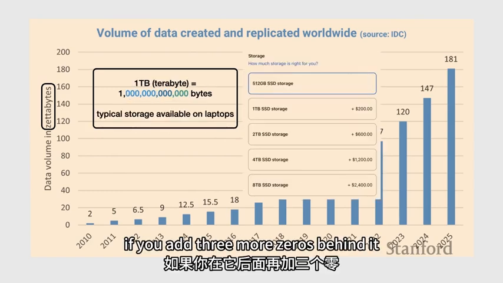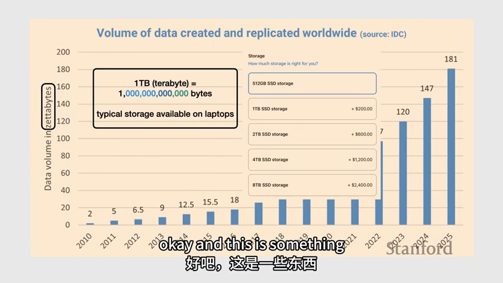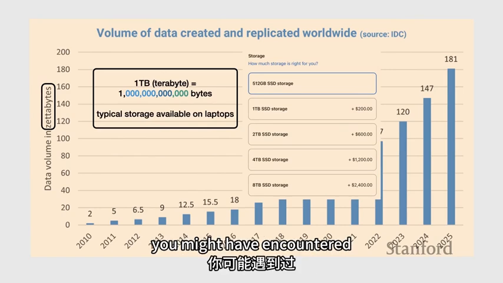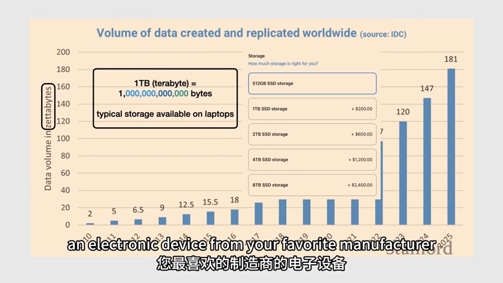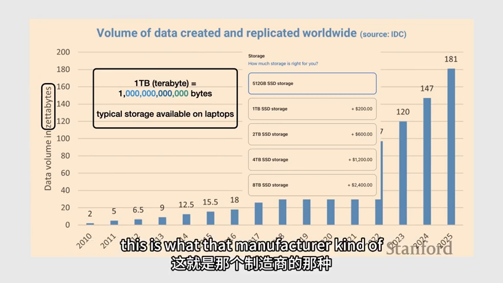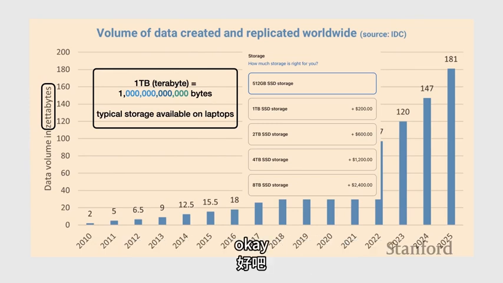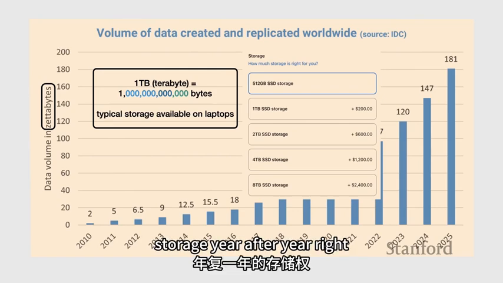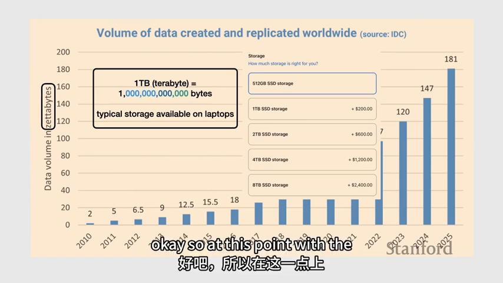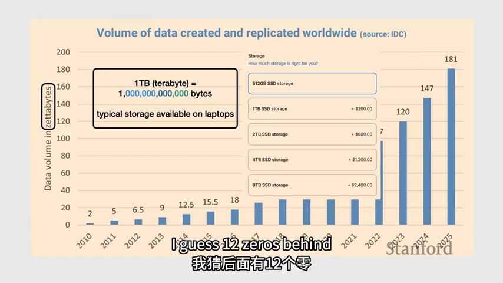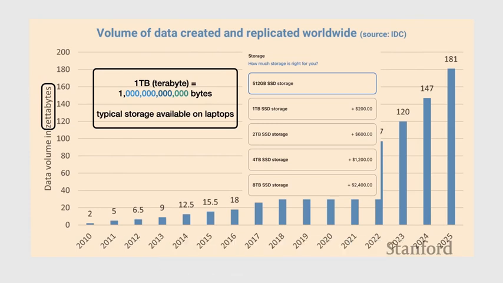Continuing, if you add 3 more zeros behind it, now we start talking about terabytes. And this is something which I'm sure at some point you might have encountered when you went to buy an electronic device from your favorite manufacturer. This is what that manufacturer charges you for each extra terabyte of storage. And you need that extra terabyte storage year after year, to store all those photos and videos which we just talked about. So at this point, with 12 zeros behind, we are already at the typical storage available on your laptops as of now.